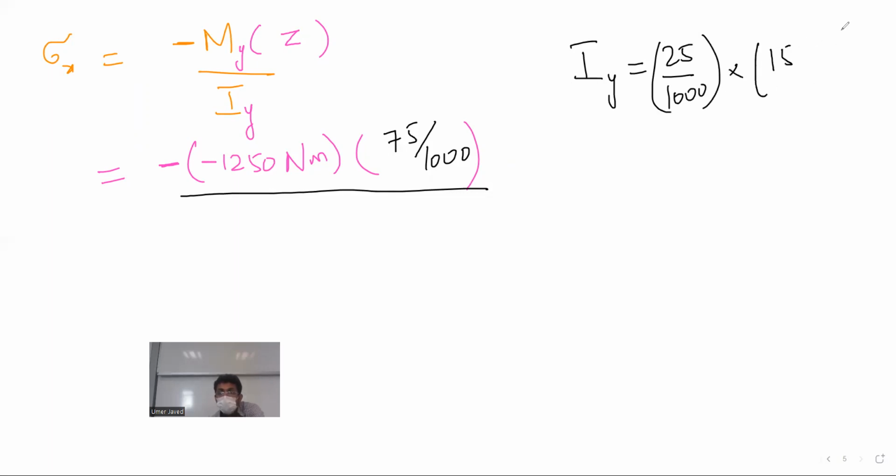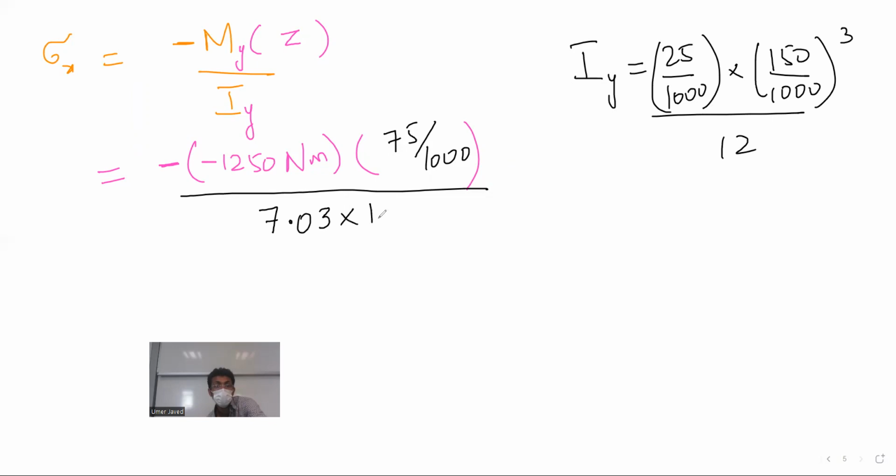Time is over actually. 150 by 3 over 12. Give me the value quickly and then I will take your question. What is the value? 7.03. 7.03 into 10 power minus 6. Meter power 4. Give me the final value.